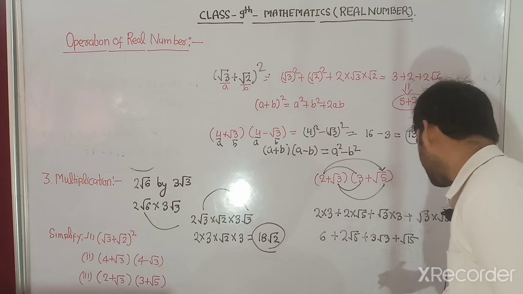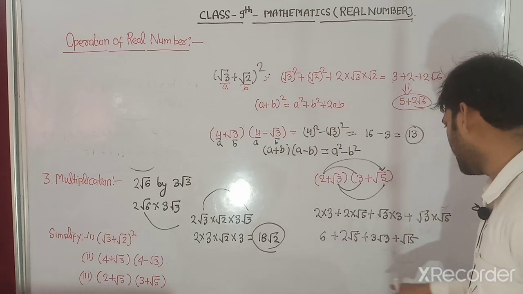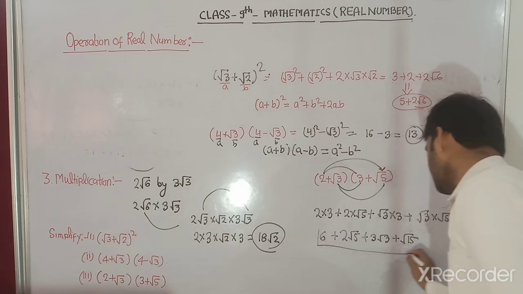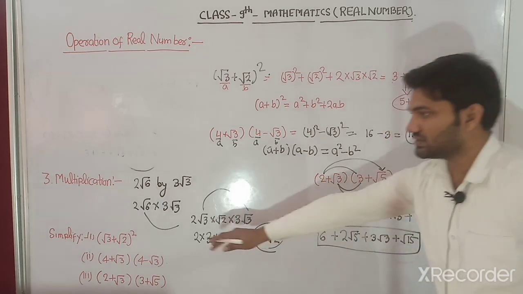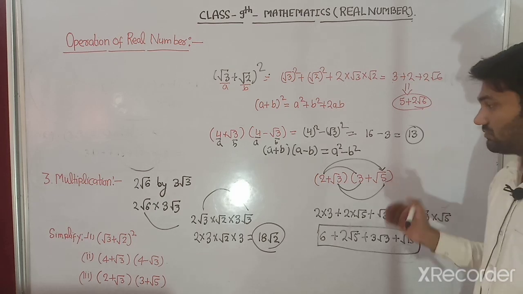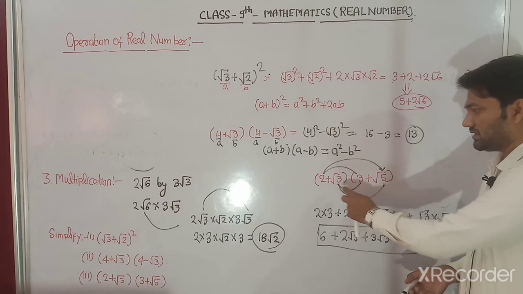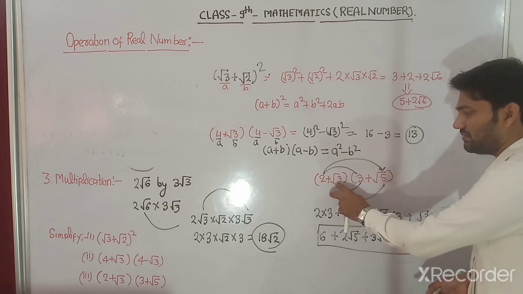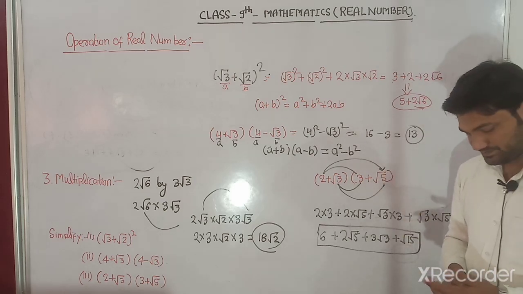Then to complete this, no terms can be added, because all terms are unlike terms. 6 plus 2 root 5 plus 3 root 3 plus root 15 is the answer. This is the answer of the question. This question is simplified. If a formula applies, we use it; or if the formula does not apply to these questions, then we multiply directly. The concept is that the first number multiplies both numbers, and the second number also multiplies both numbers. It is the operation of real numbers.